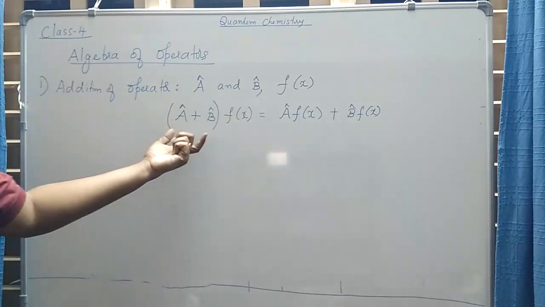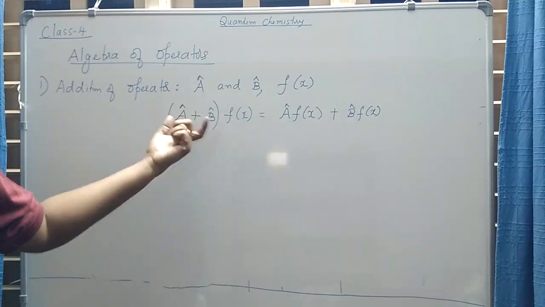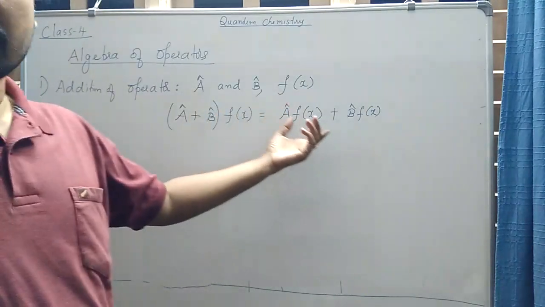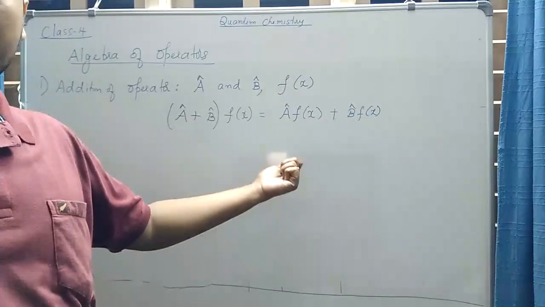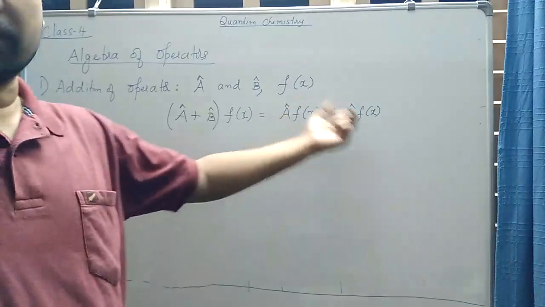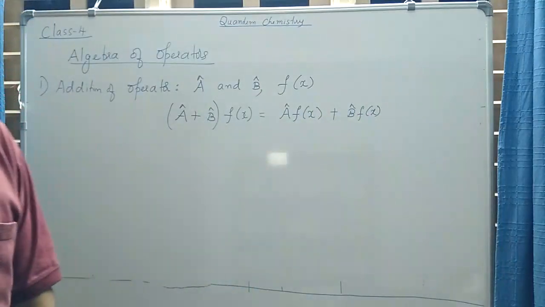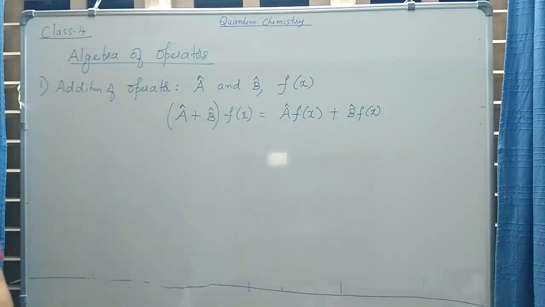So either I can add the operators first and then apply them on the function, or I may apply the operators individually on the function first and later add them. Both give the same result. This property is the addition property of operators.